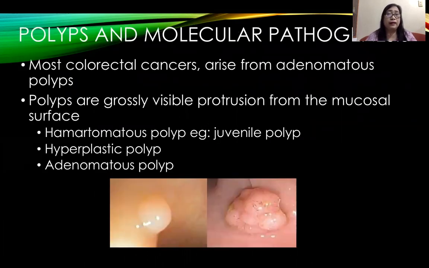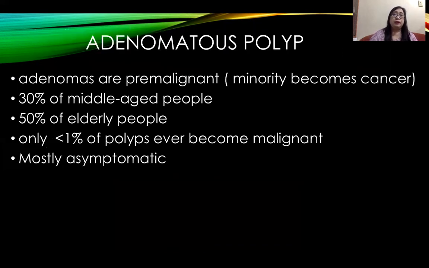Most colorectal cancers arise from your adenomatous polyps. Polyps are grossly visible protrusions from the mucosal surface of your colon. There are three types: the hamartomatous, an example of which is your juvenile polyp, hyperplastic polyp, and adenomatous polyp, all of which are benign protrusions from your mucosal surface. Among these three, adenomatous polyp is said to be premalignant, and a minority of which becomes cancer in the future.